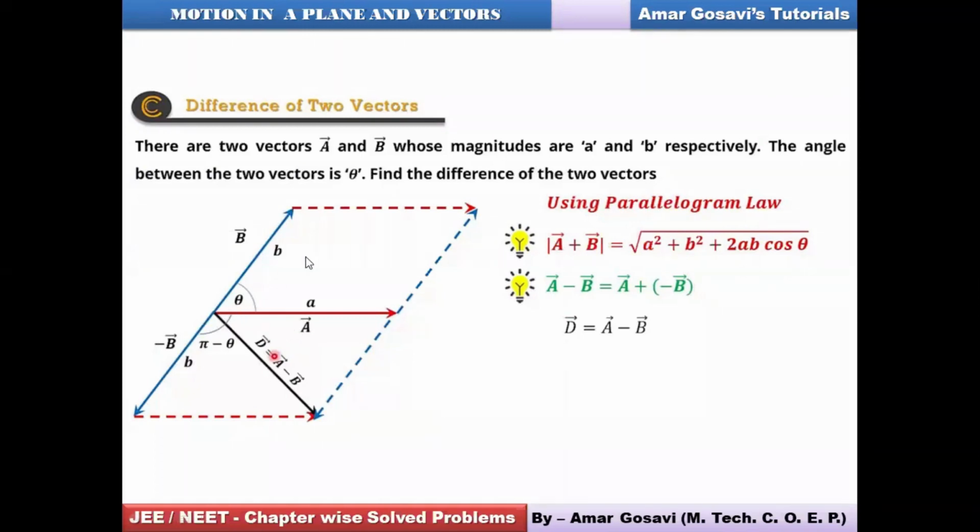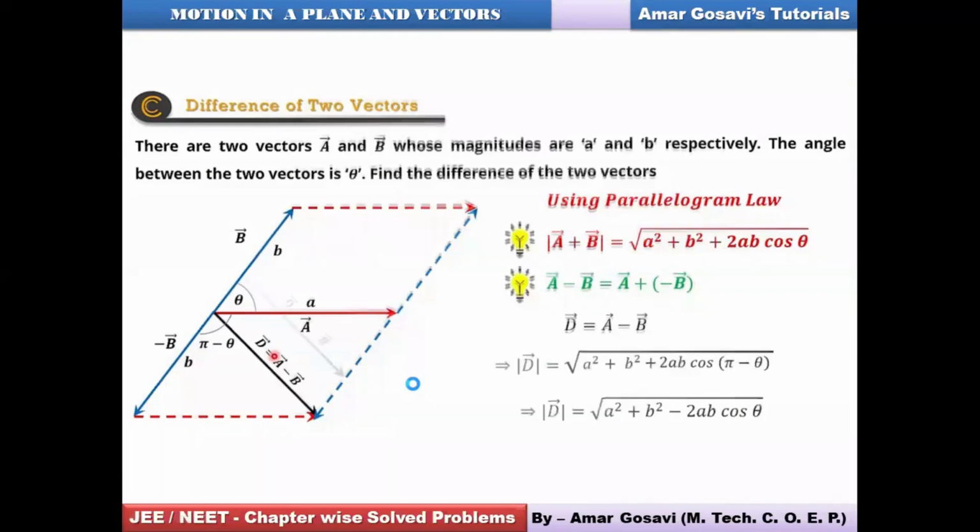Earlier the resultant was represented by C. Here the resultant will be represented by D. And D in this case will be represented as A bar minus B bar. Why? Because ultimately you have to put it this way. This is A bar minus B bar. Alright, so this is how you get the resultant.